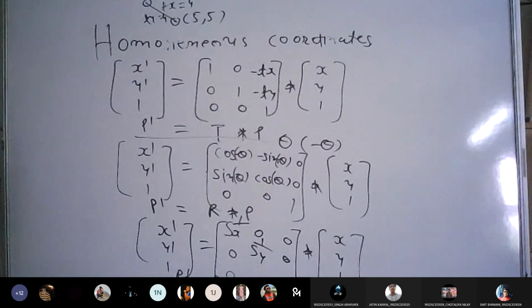Any doubt so far? No, sir. Okay, great. So today we have discussed why we need homogeneous coordinates, how we can represent all the matrices in 3 by 3, and how we can convert all the matrix forms into the same form. Fine. Can you repeat whatever we have discussed? Anyone? Let me just ask, what do you mean by homogeneous coordinate? Can anyone tell me?